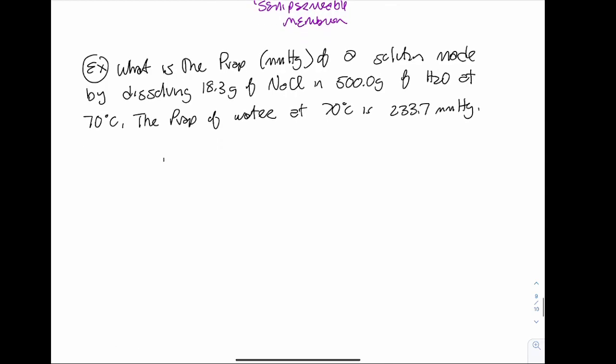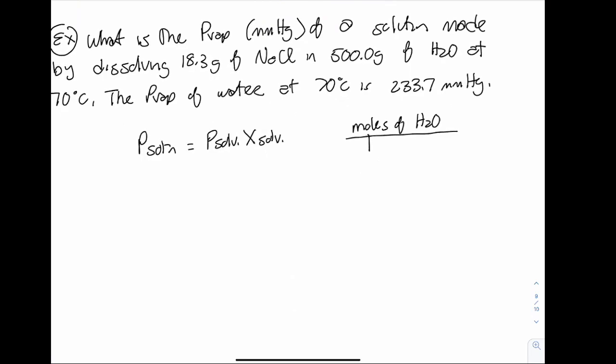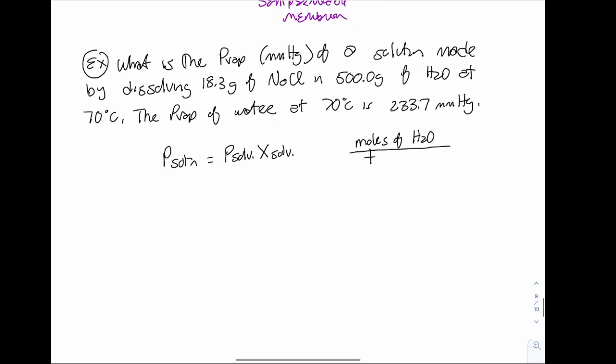So we're going to use our equation. We're solving for the vapor pressure of my solution. That's going to be equal to the vapor pressure of my solvent, which is given to us in the problem, multiplied by the mole fraction of that solvent. So we essentially just need to calculate that mole fraction and then multiply it by the vapor pressure of my solvent. Remember, it's the mole fraction of the solvent, so what I want is moles of water, water being my component in this case, over my total number of moles. Sorry about the resizing here.